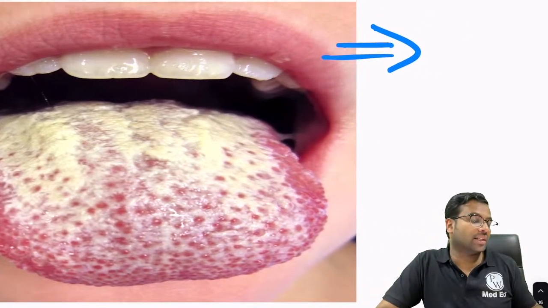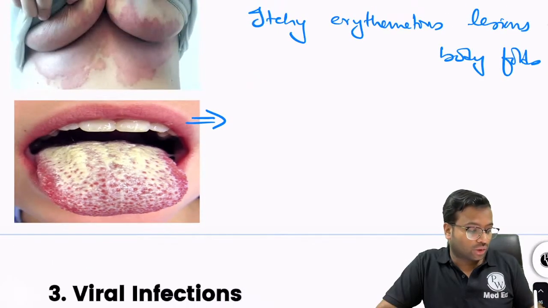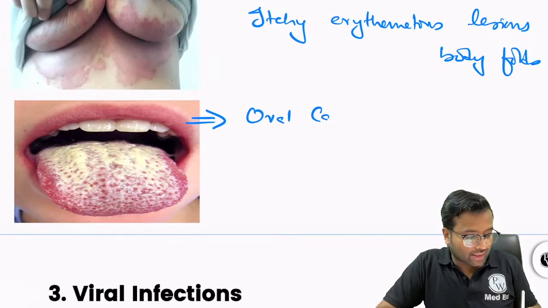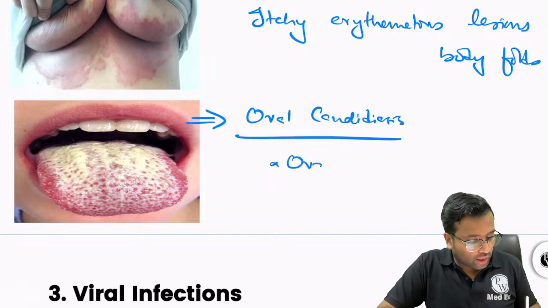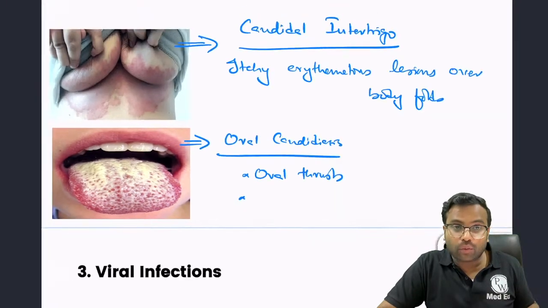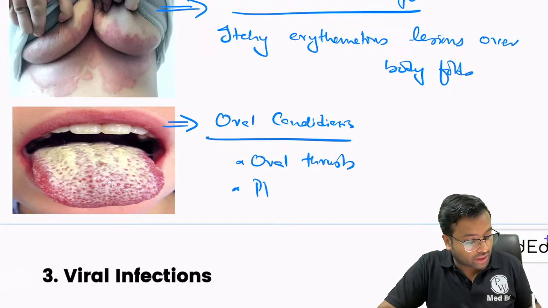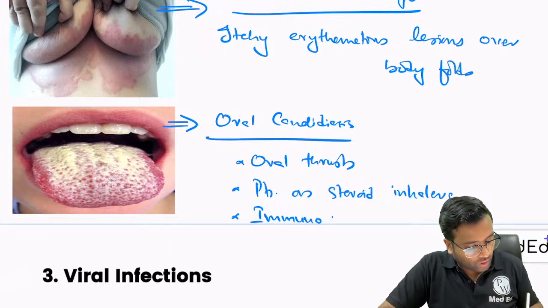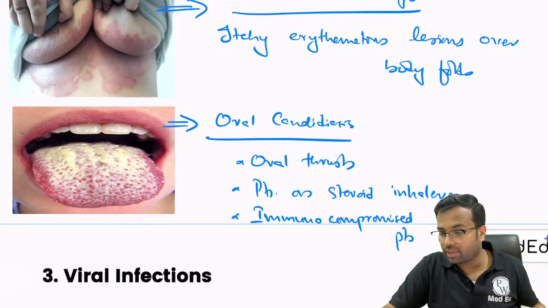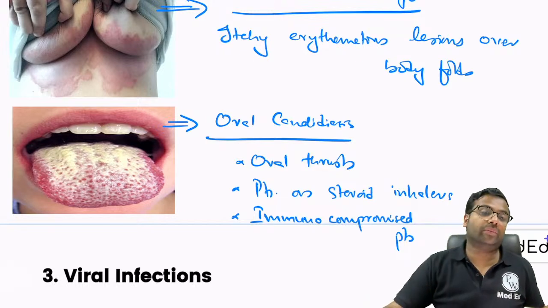Excellent. So Kala is answering. This is going to be oral thrush. So this is oral candidiasis, also called oral thrush. And this can be seen in which kind of patients? This can be seen in patients on steroid inhalers, or it can be seen in immunocompromised patients as well. Okay, so that is going to be another presentation.